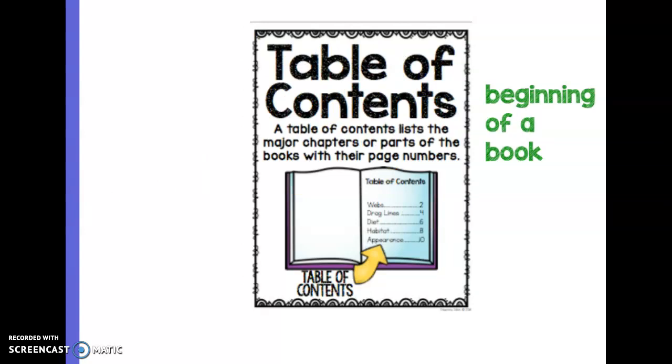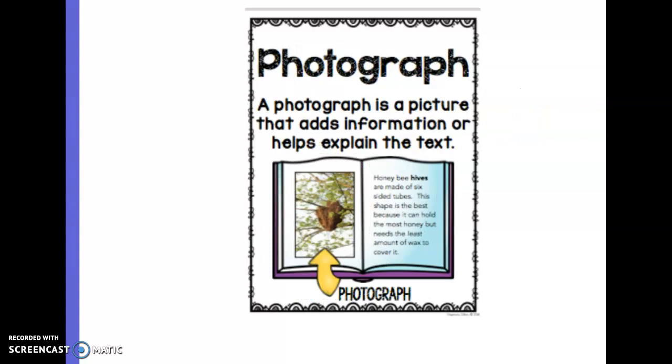The next feature we're going to talk about is called a photograph. A photograph is a picture that adds information or helps explain the text. These are super helpful because in nonfiction books, authors will usually explain a lot of information, and it's really helpful for the reader to be able to see what the author is talking about.